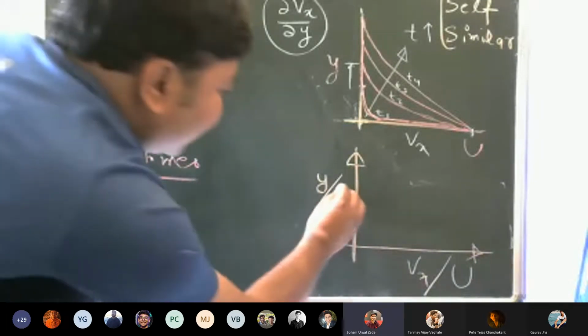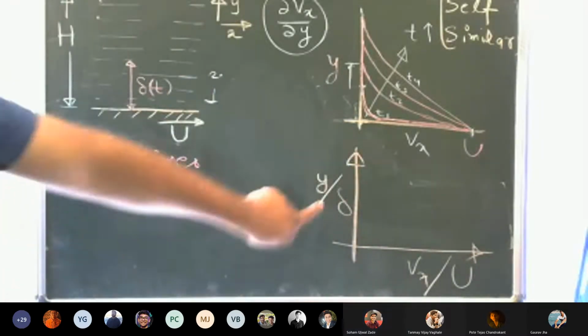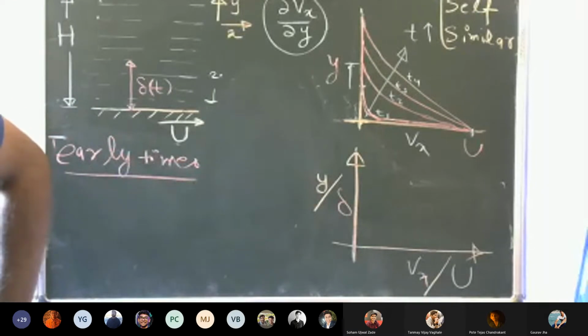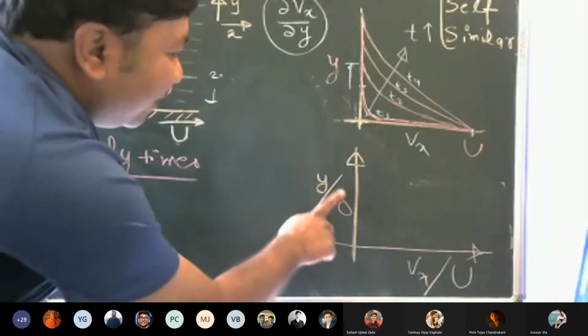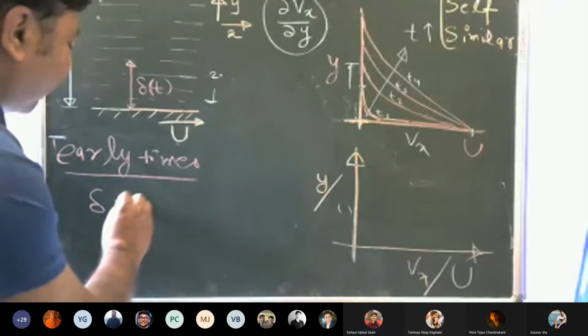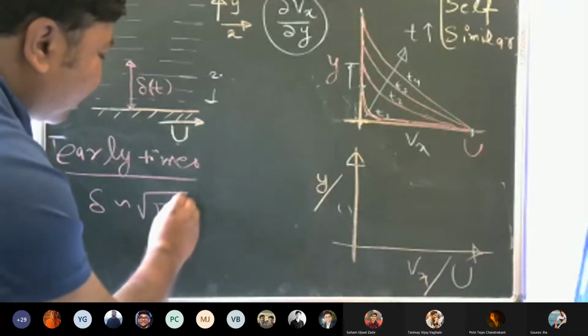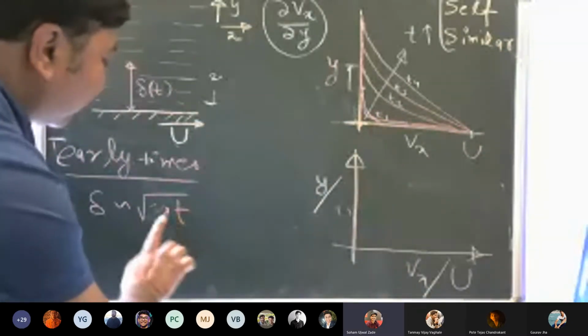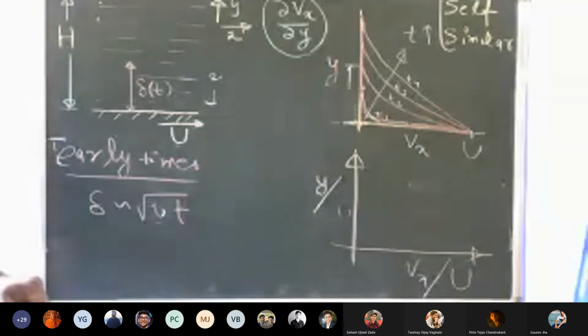Then, sir, delta. But delta itself is a function of time. And what value of delta did we get for early times? Order of root nu t, right? Yes, sir.